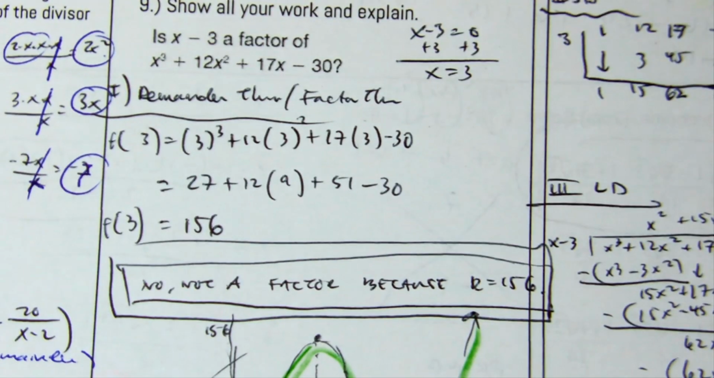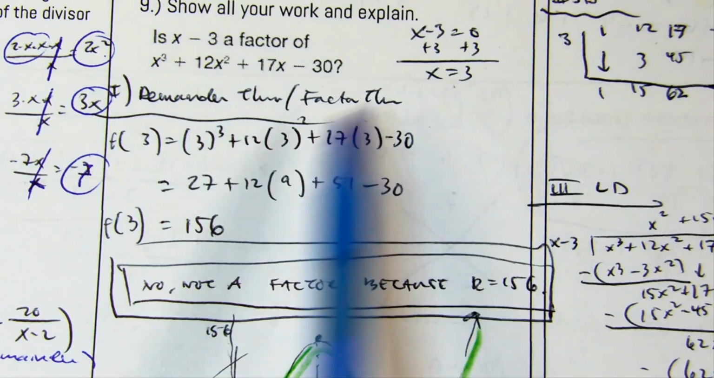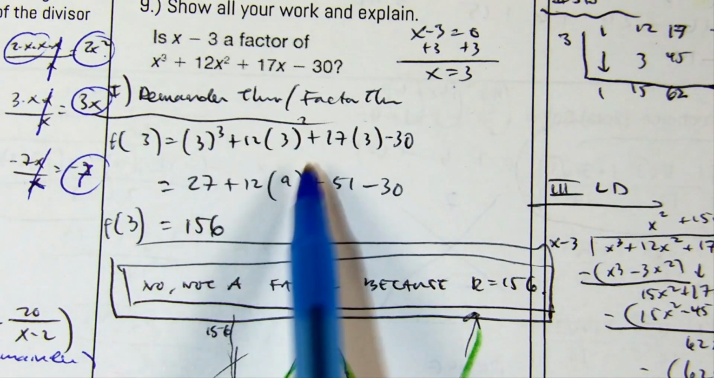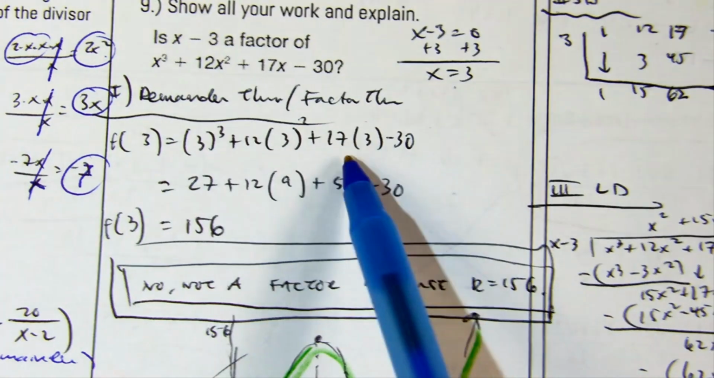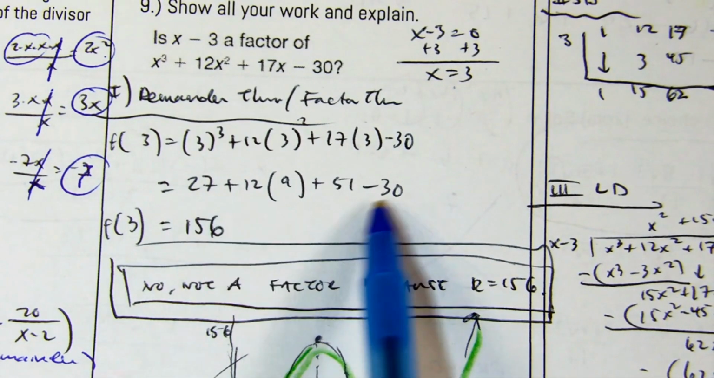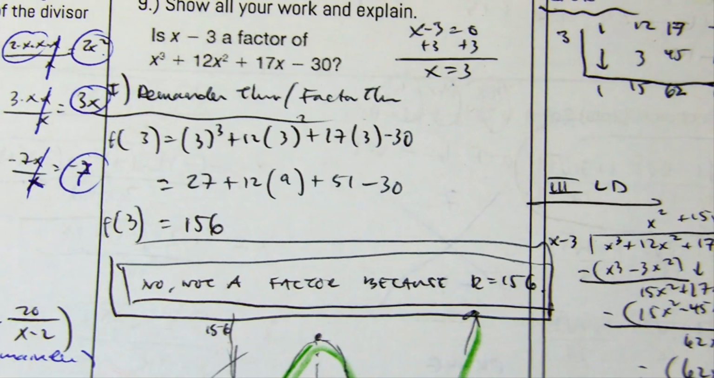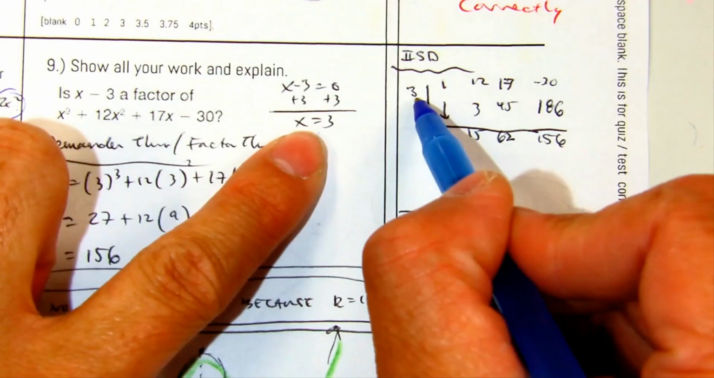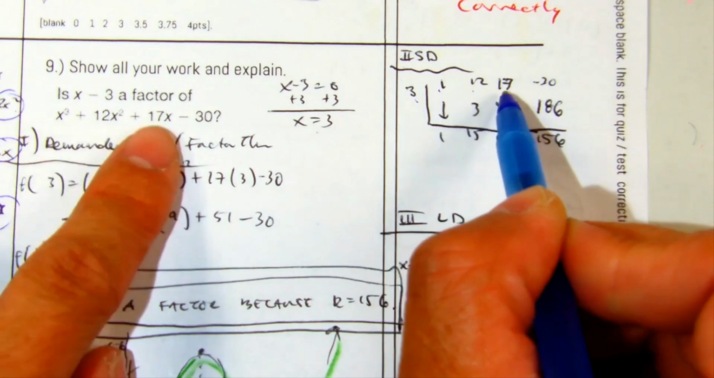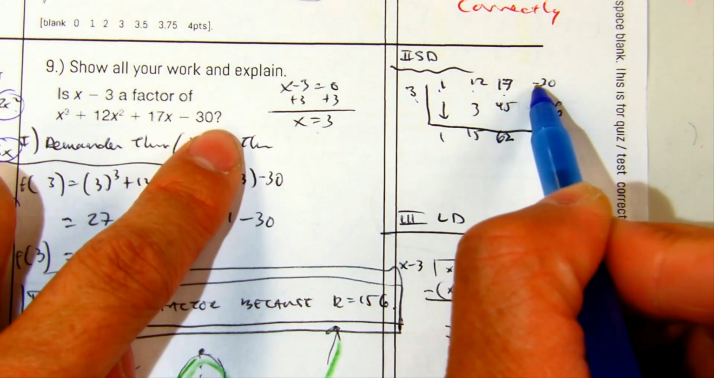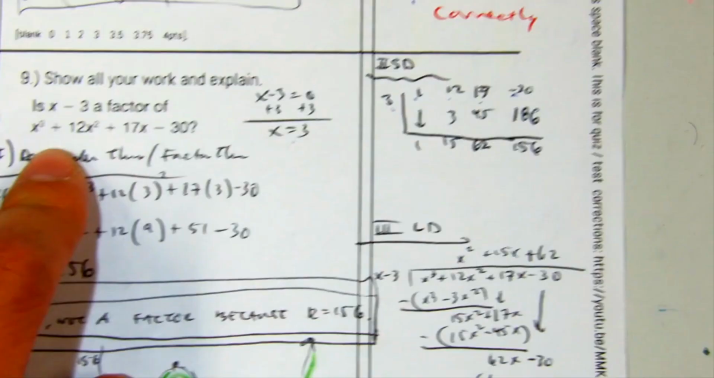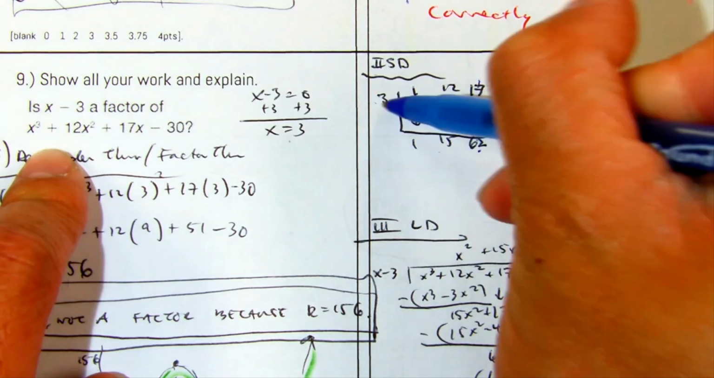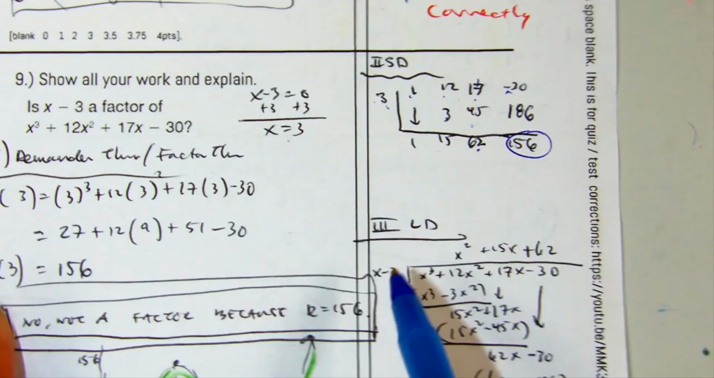Set the factor to 0, substitute in every x value, simplify. 27, 9 times 12 gives you, I don't know, 108, 51 and -30, and if you add those all together you get 156. If you did synthetic division, you're using x equals 3, you have 1, 12, 17, and -30. Synthetic division just tells you to bring it down, multiply, add down, multiply, add down, multiply, and you get 156. So each of those methods will give you 156.